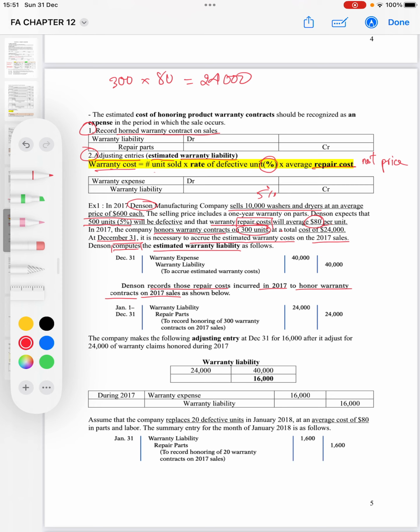So the entry is as below. Warranty liability debit and repair parts credit with this amount, 24,000 and 24,000. This is the honor warranty contract on sale entry.